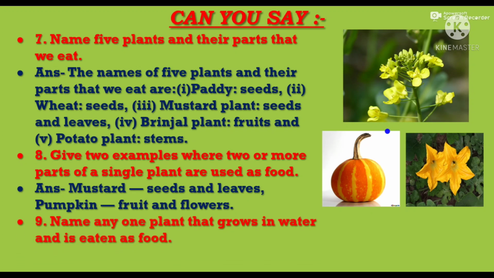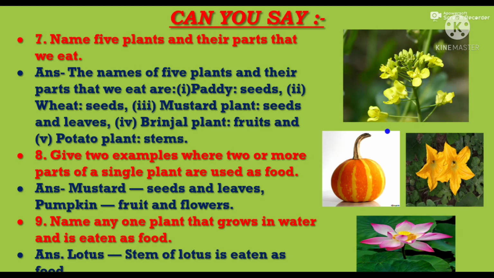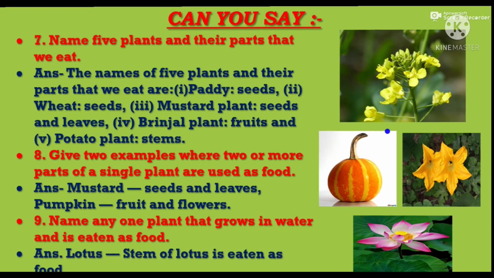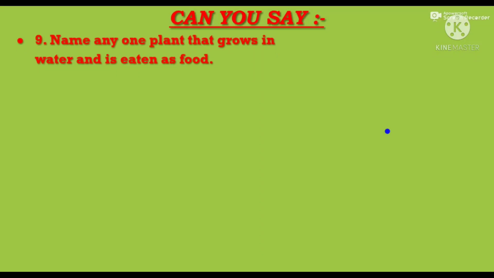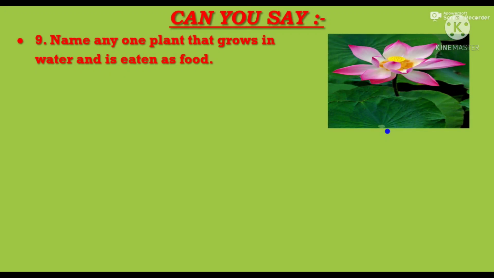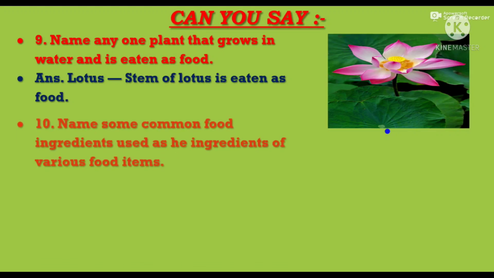Name any one plant that grows in water and is eaten as food. Yes, what is this? This is lotus. The stem of lotus is eaten as food, and it grows in water, right? Yes, that is lotus, we have already discussed. So the stem of lotus can be eaten as food. Stem is the edible part of lotus.